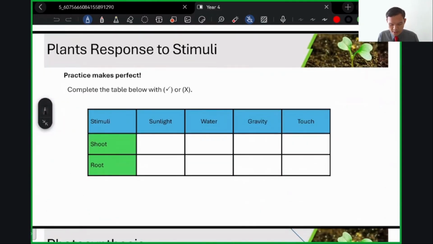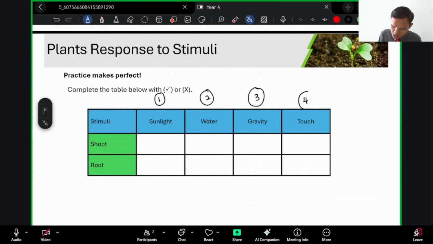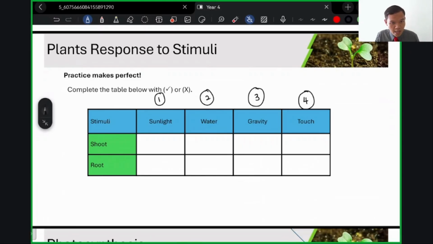Now, look at this. There is a checkbox and we have to complete it. The checkbox is on plant response to stimuli. So we have 4 stimuli: 1 sunlight, 2 water, 3 gravity, and 4 touch. For shoot, does shoot move towards sunlight? Yes. If yes, then we mark it with green. Now how about roots? No. So mark in red, cross.